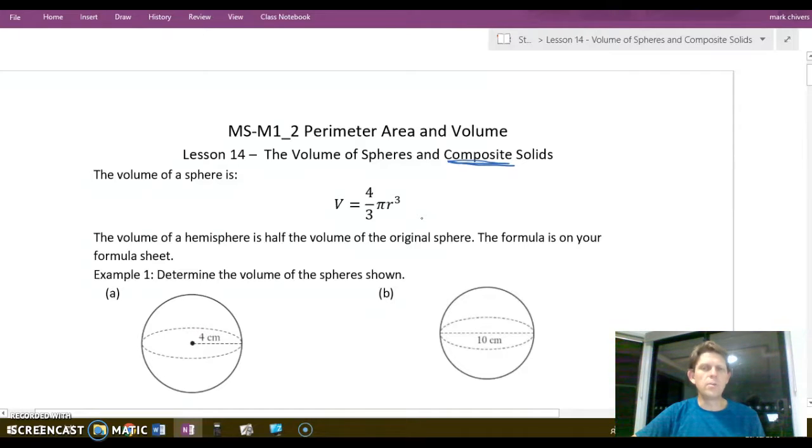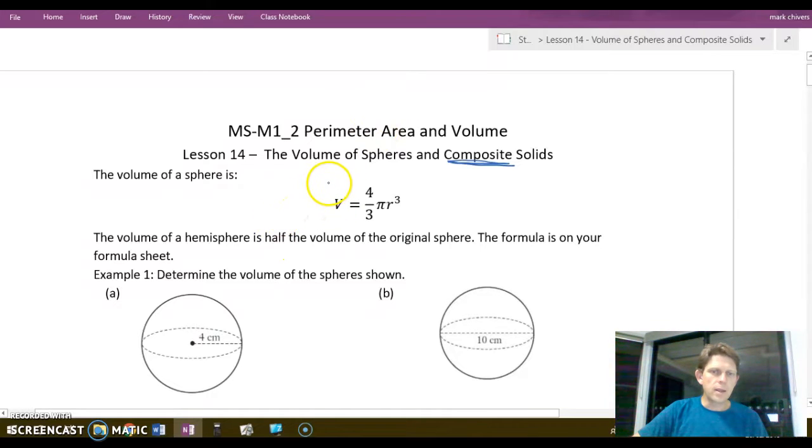Obviously, we've got to look at a situation much like composite areas and surface area of composite solids. It requires a little bit more thought. We've got to start thinking in 3 dimensions. We've got to start thinking about what shapes make up our solid that we're trying to find the volume of in this case. But we'll start first with the spheres.